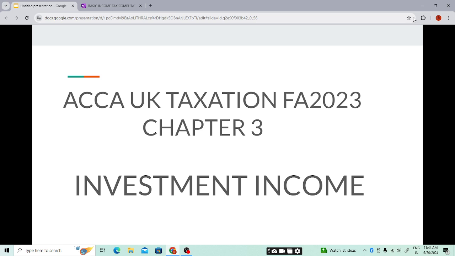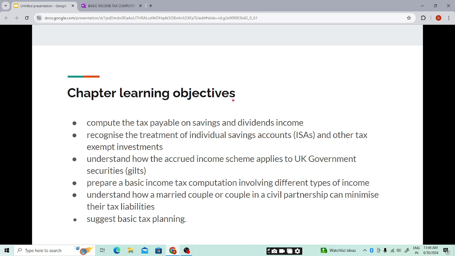As in the previous session, we had completed our chapter 2. In today's session, we'll be starting with a fresh chapter, chapter number 3, that is investment income. So let's start the chapter. First we will be discussing the learning objectives, what all we will be studying in this chapter.